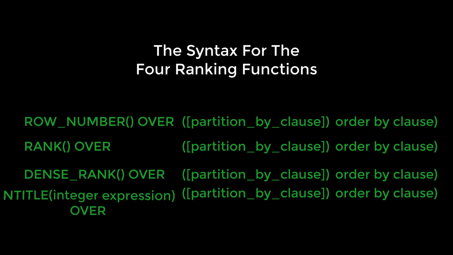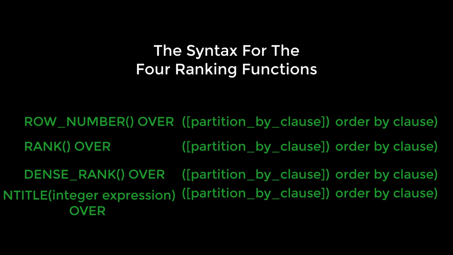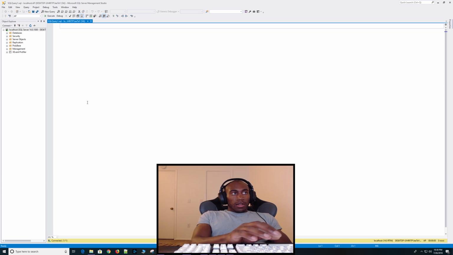The ntile function divides the rows in a partition into a specified number of groups. For example, if a result set returns 100 rows, you can use the ntile function to divide this result set into 10 groups of 10. The order by clause of the ranking function specifies the sort order in which the ranking function is applied. Then, the optional partition by clause of a ranking function specifies the column that's used to divide the result set into groups. So let's take a look at our first example here.